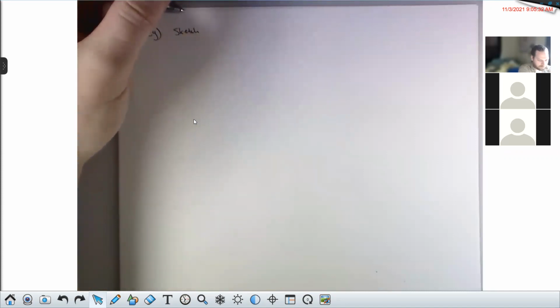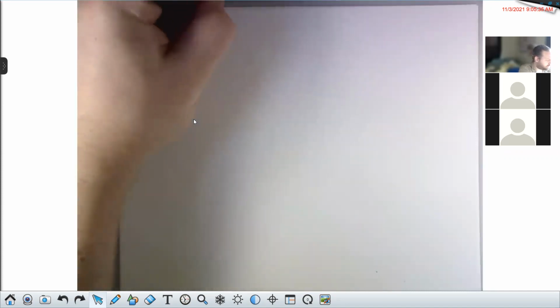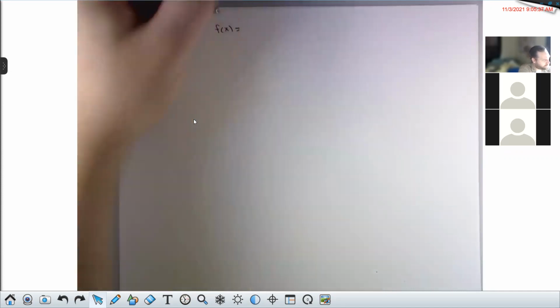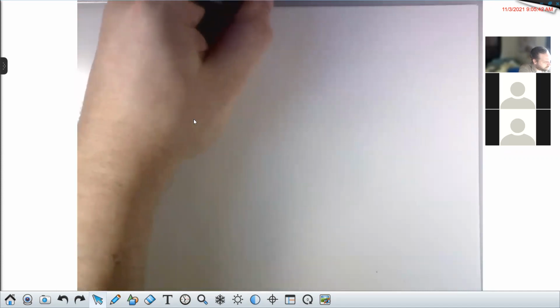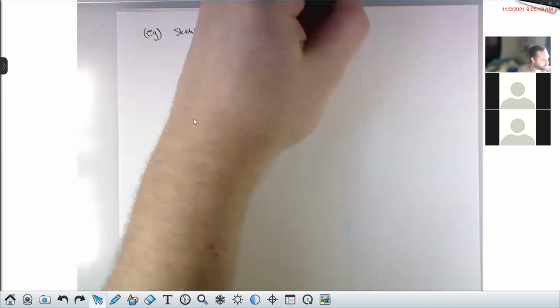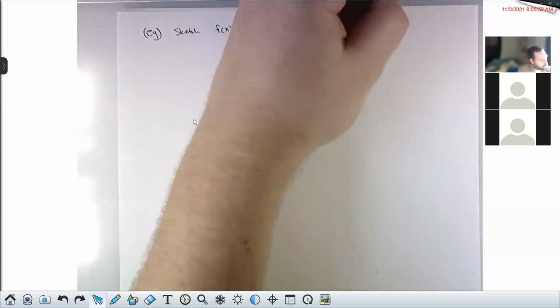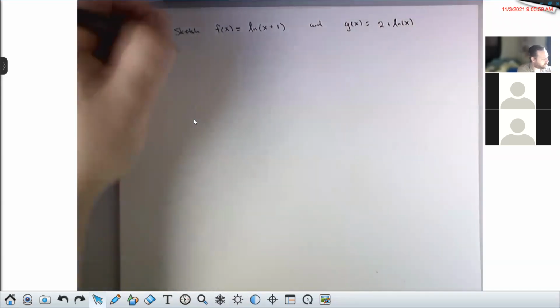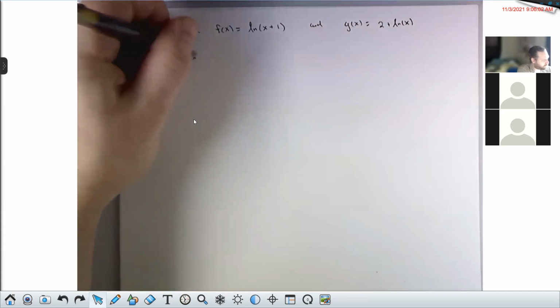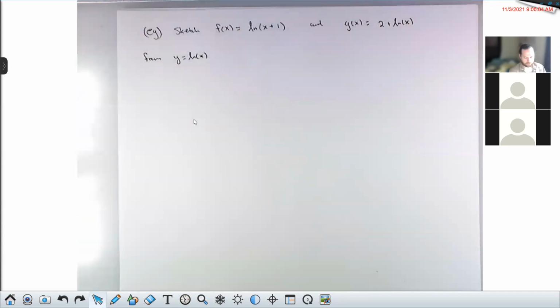So we're going to sketch the functions f of x equals ln of x plus 1 and g of x equals 2 plus ln of x from the graph y equals good old-fashioned ln of x. I'm going to give you the graph here of ln x to get started.